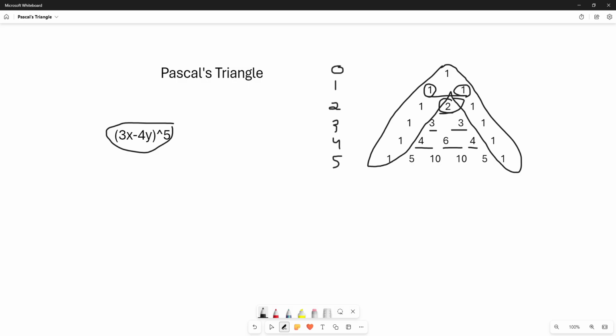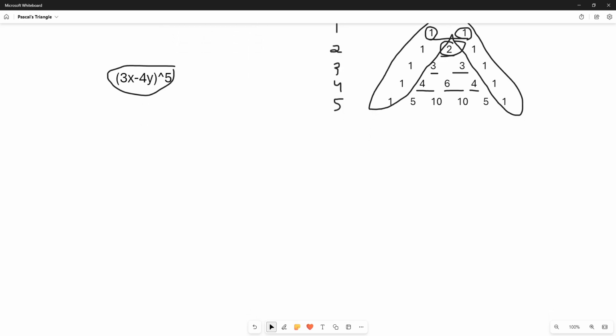Okay? Now, what we do for this type of equation, so we have 3x minus 4y. Because it is to the power of 5, that means we will use the fifth row, using these numbers: 1, 5, 10, 10, 5, and 1.